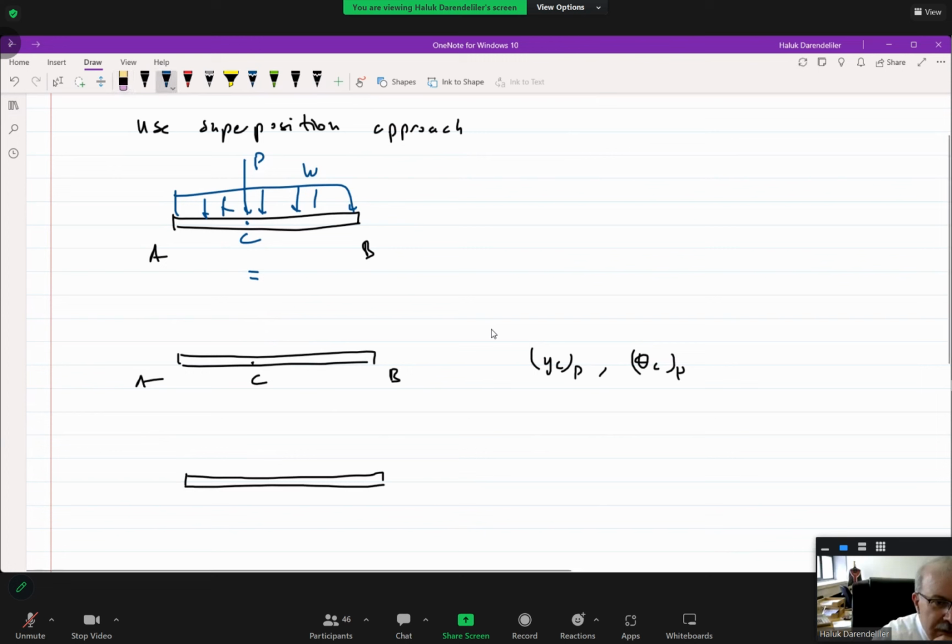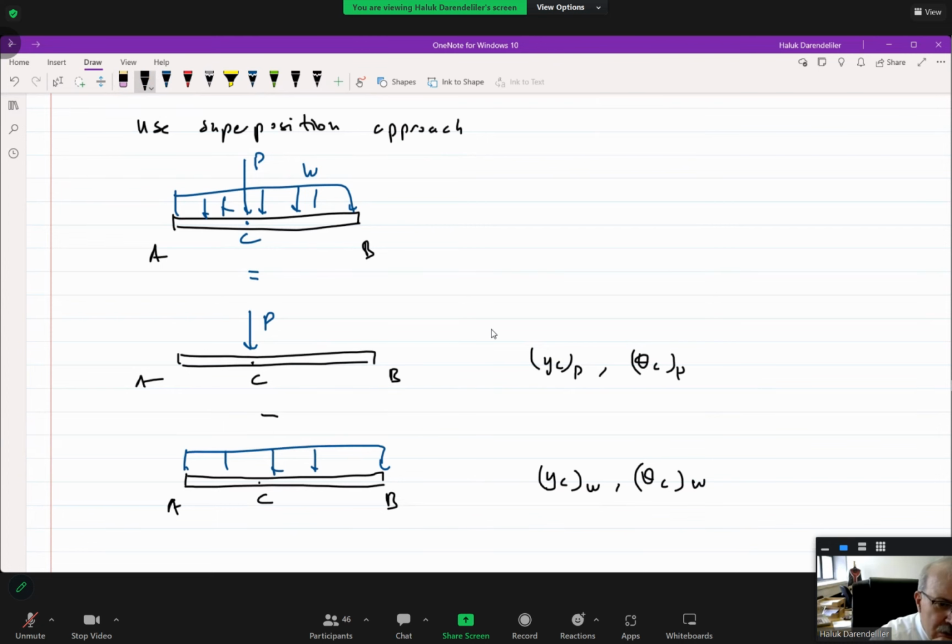Şimdi şurada ne vardı? Bir kuvvetimiz vardı, P. And here we have the distributed loading W. So you use this method to find the deflection, say, at C by using the approach only considering the W and find theta C with respect to loading W.